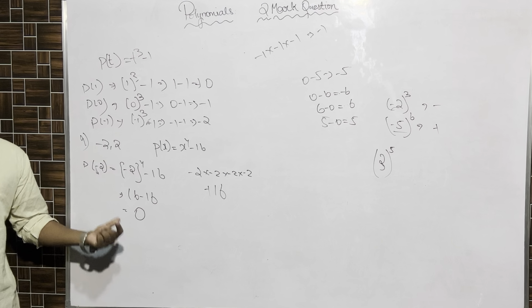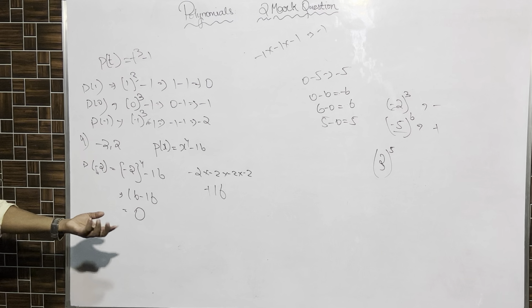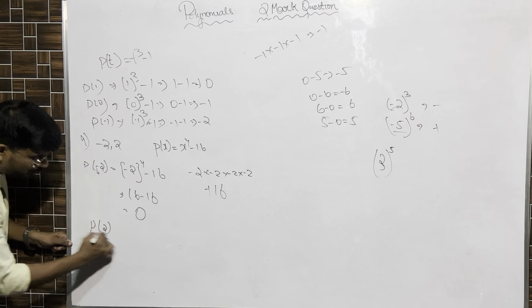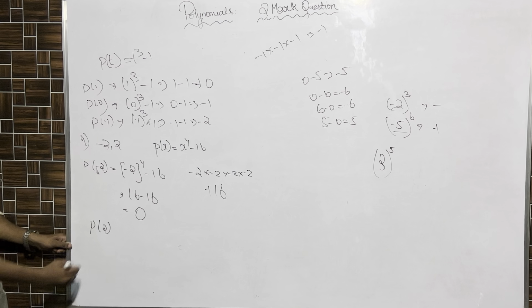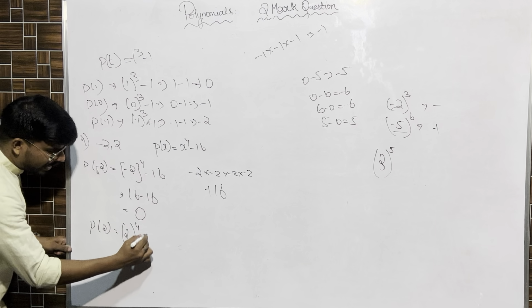Do not write the statement right here because we have one more term. We'll check and write combinedly. If that is also 0, well and good. If that's not a 0, very good. Okay, P of 2. In the place of x, we are substituting 2. 2 power 4 minus 16.